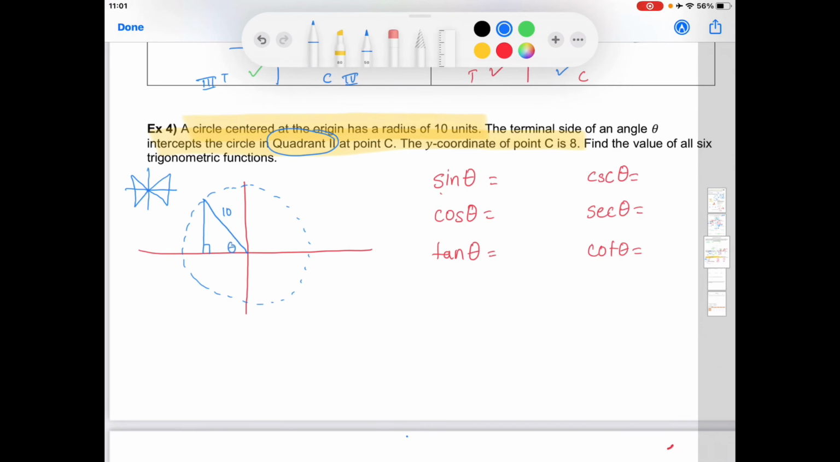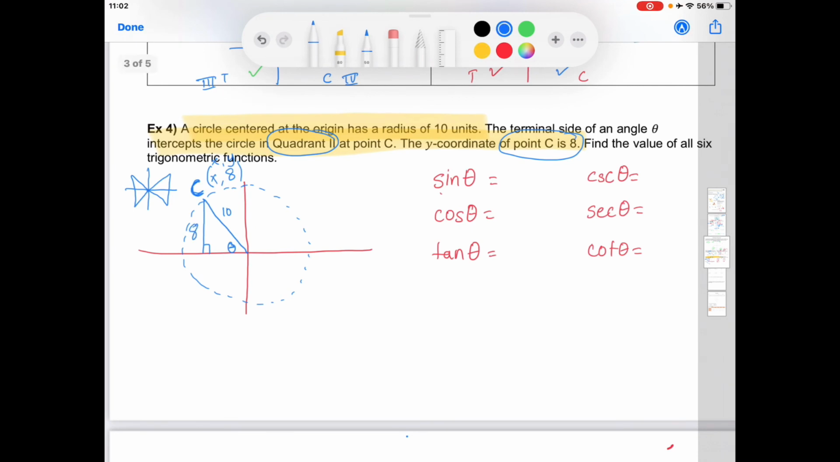Your angle is between your terminal ray and the x-axis. So that's your angle. And it also says the y-coordinate of point C. This is your point C because that's where this radius or the terminal ray is intersecting the circle. The y-coordinate, so you write your x first and y. So y is 8. We don't know our x, right? So y is 8 means what? That this vertical length is 8. So I'm going to just write 8 here.